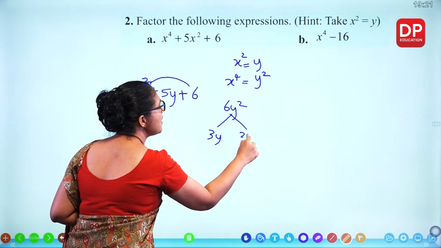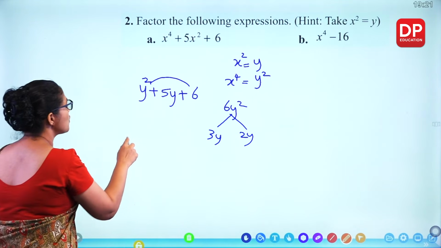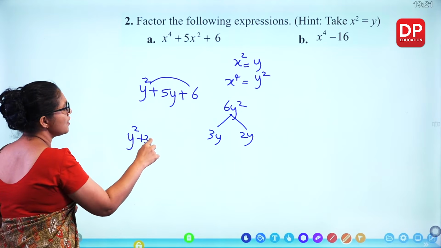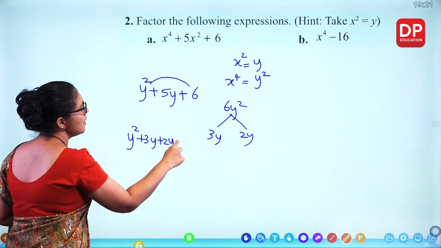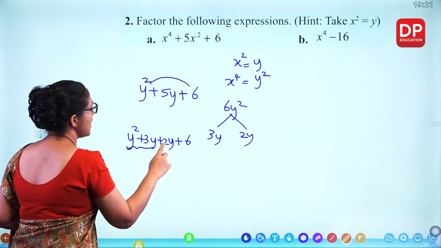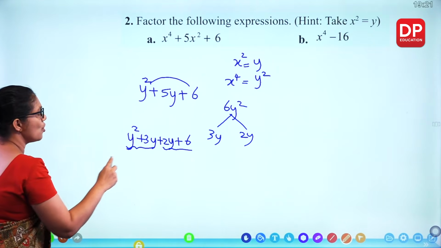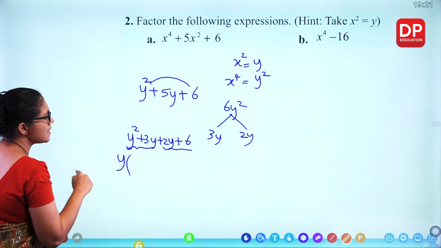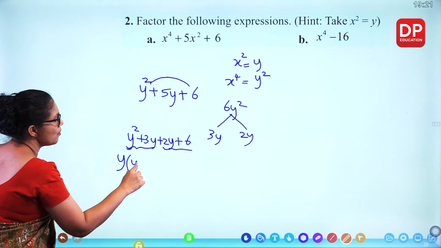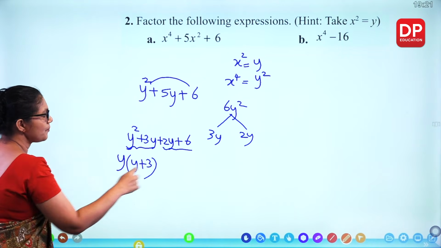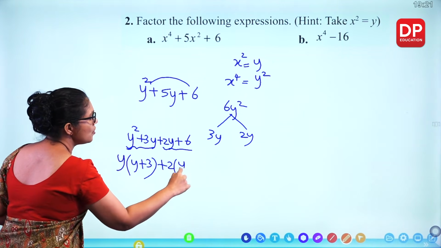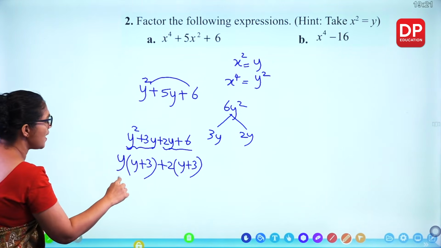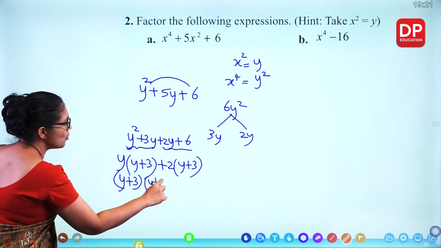I can write 3y and 2y. So split the middle term into 3y and 2y, and first take the first two and the last two. Here take y out, you get y plus 3. Take 2 out, you get y plus 3. So what are the factors? y plus 3 and y plus 2.